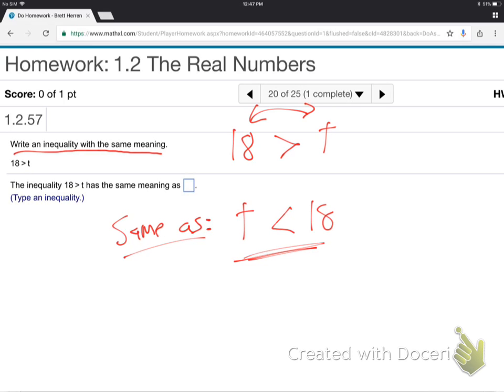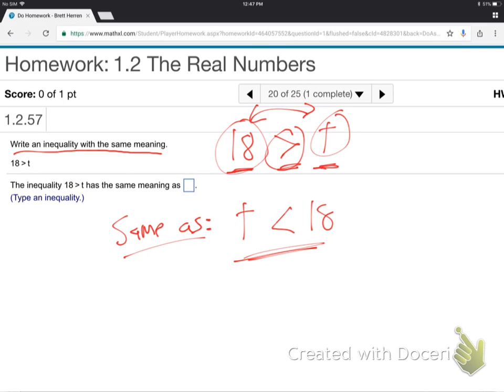I say that because sometimes I'll run into students and they'll think that you always have to read inequality statements from left to right. You don't. You can read it either way. So some students will go, okay, this means 18 is greater than T. That's true. But you could also start with a T if you want. It means T is what? Less, because he's on the narrow side, than 18. That's the same truth, right?